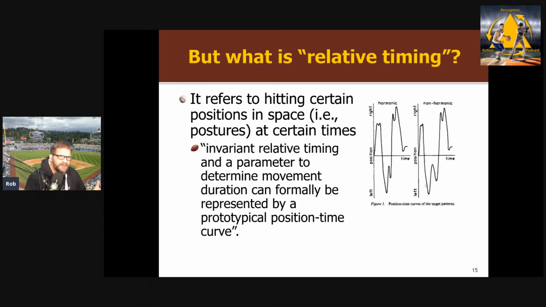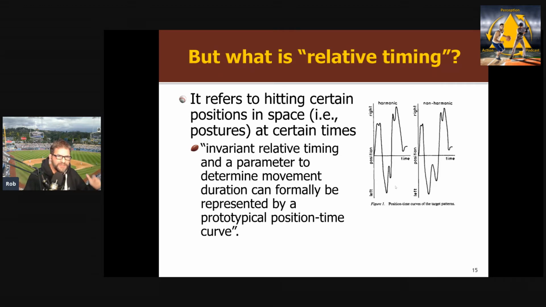What, to me, Schmidt meant by that, and if you look at his papers in which they study this, it's referring to hitting certain positions, i.e. postures, at certain times, okay? So the way that he represents relative timing is in terms of position in space over time, right? And the figure on the right is showing a study he did where he made two people learn two relative timings, right? So relative timing to me means my elbow needs to be at this position, right? Halfway through my movement. My shoulder needs to be at this position three-quarters of the way through the movement.